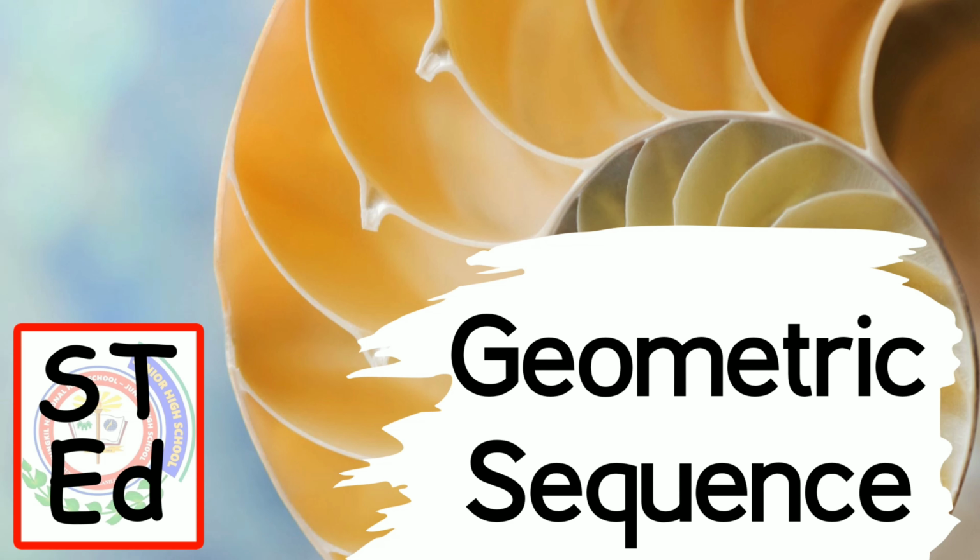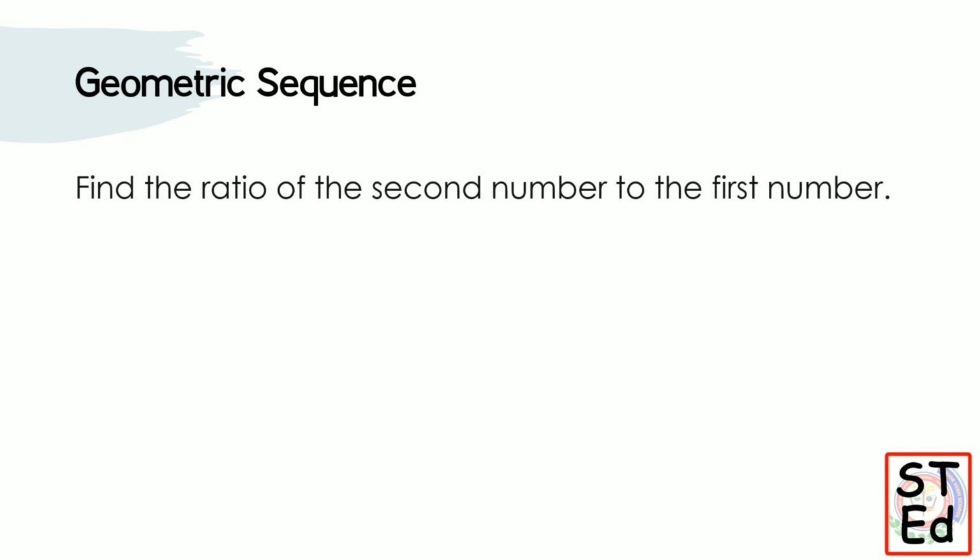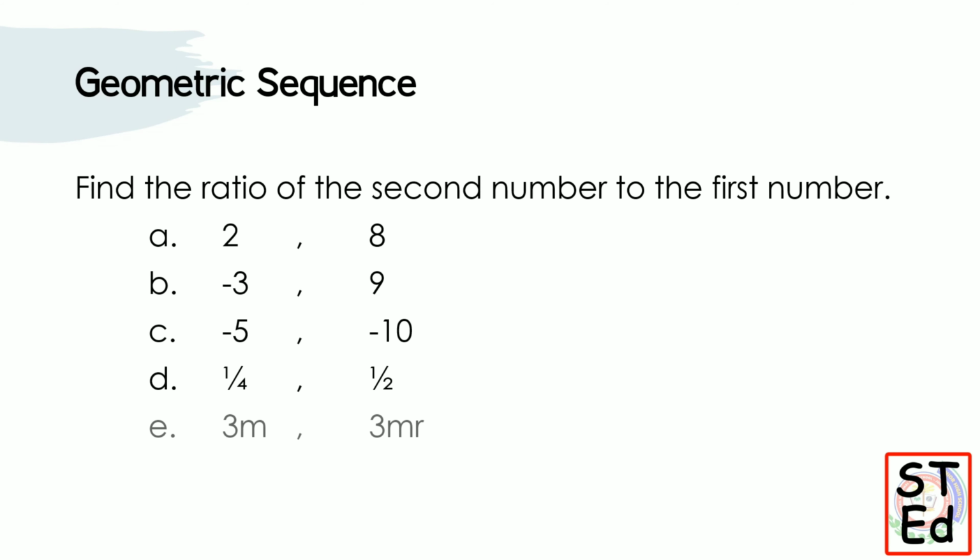The previous lesson focused on arithmetic sequence. In this lesson, you will also learn about geometric sequence and the process on how they are generated. In the following activity, find the ratio of the second number to the first number.